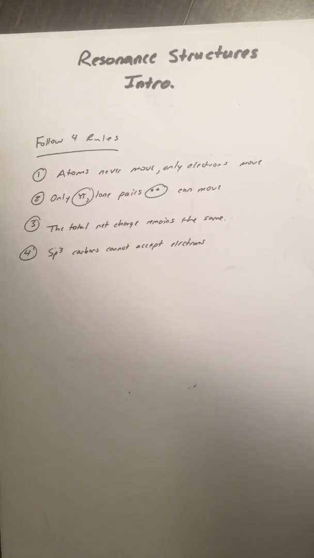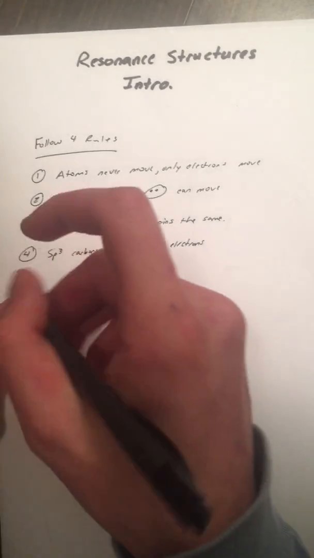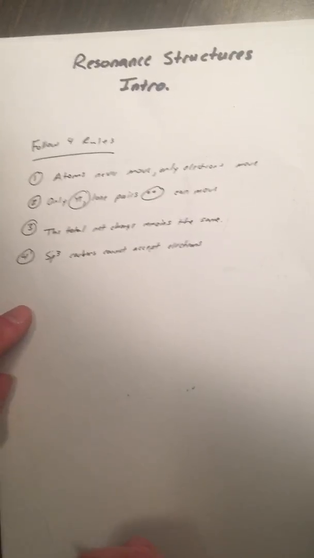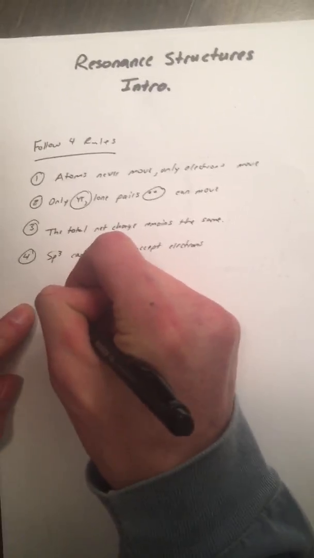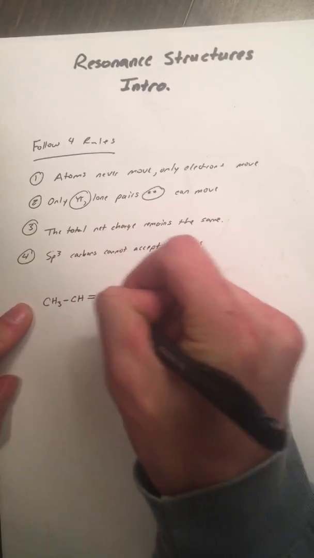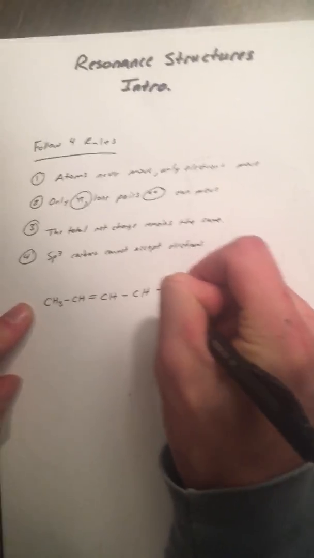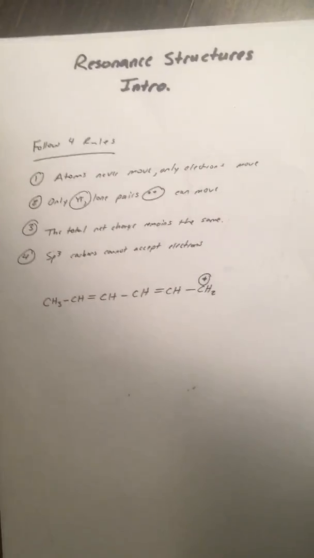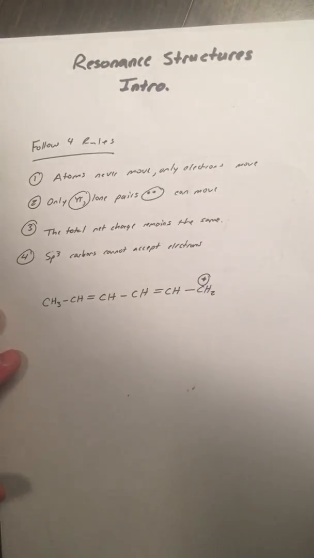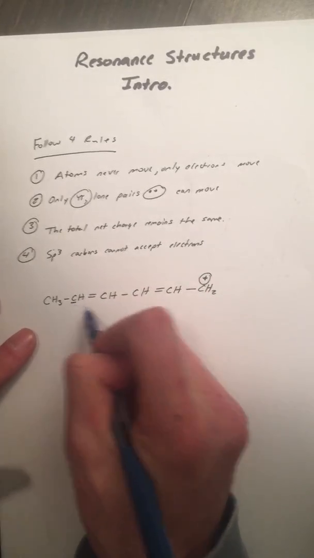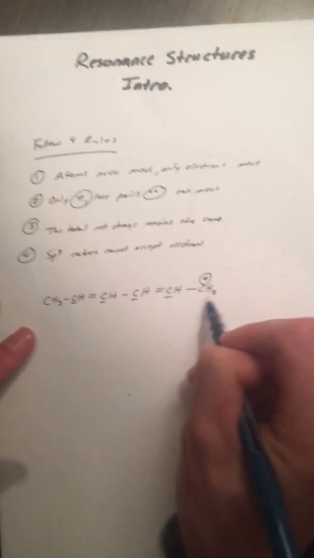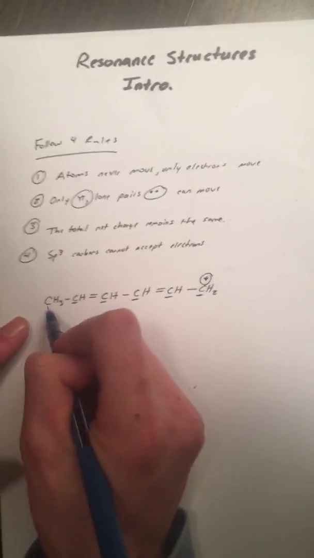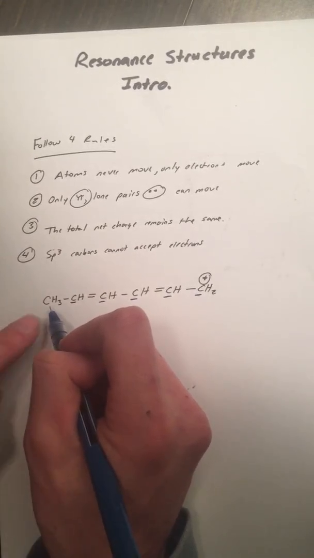Alright, now that we have 4 rules, we can go ahead and apply these to some problems. The first one is I'm going to draw some resonance structures for this compound, CH3CH. Now the first step is to identify all our sp2 carbons: this is sp2, this one's sp2, this one's sp2, this one's sp2, and this one's sp2. This one right here is sp3, so we can't do anything with that area.